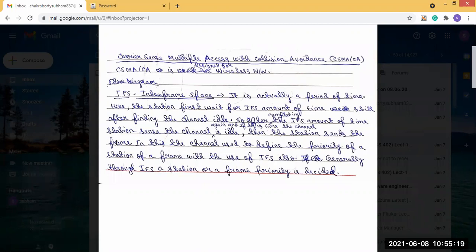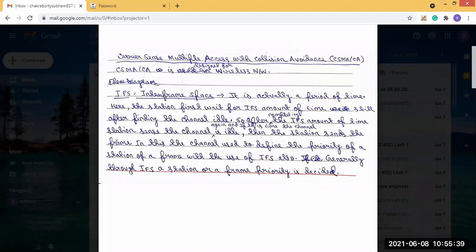First is IFS. IFS is the interframe space. It is actually a period of time. Here the station first waits for IFS amount of time, even after finding the channel idle.